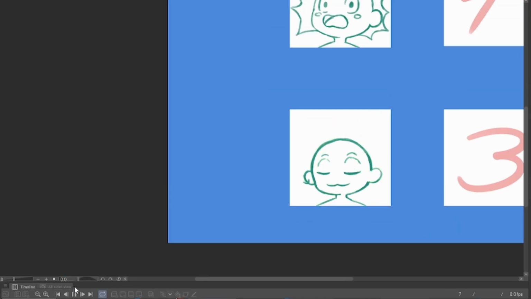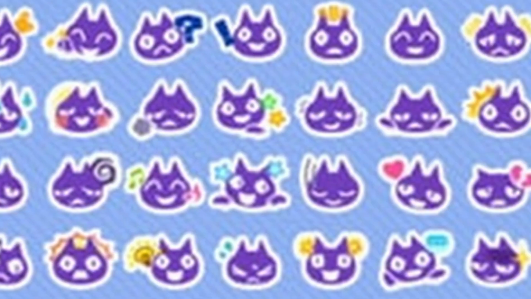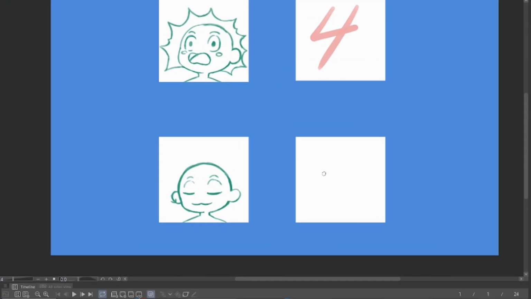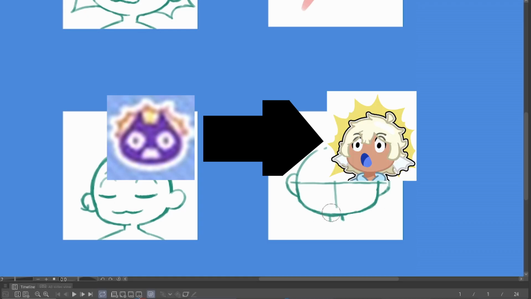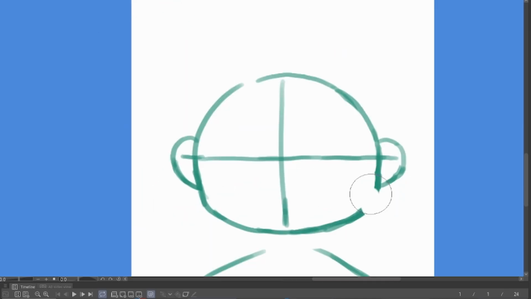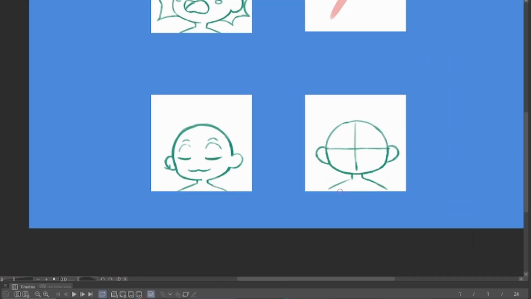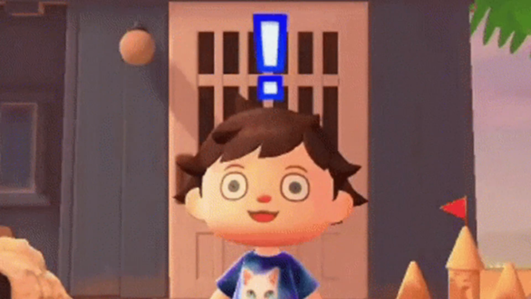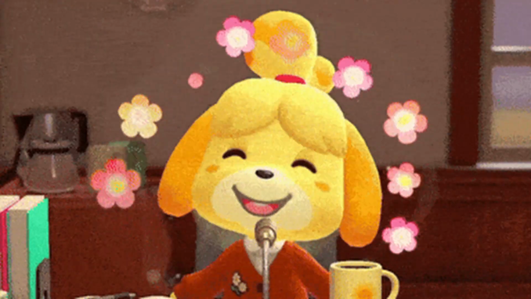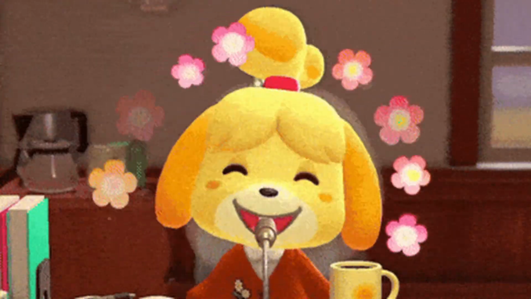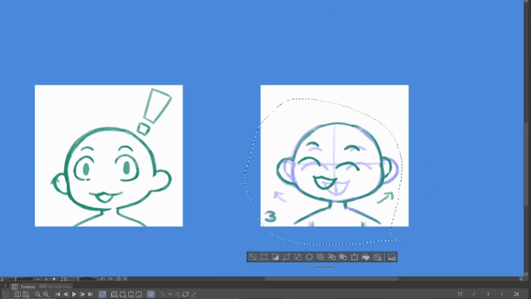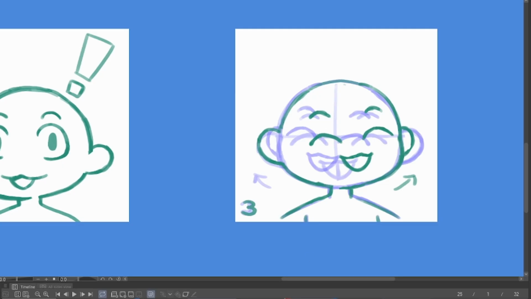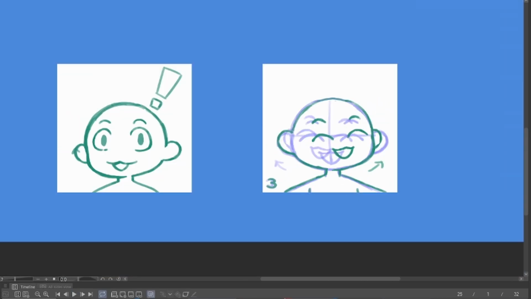Animal Crossing has a bunch of emotes in the game. They're called expressions. And I decided, why not translate some of those expressions into an emote per se? Now, the 4 expressions I tried to recreate are the shock, the exclamation mark, the happy flower dance thingy, and the heart, the love heart thing. Those are the 4 I decided to take from Animal Crossing and translate into different emotes.